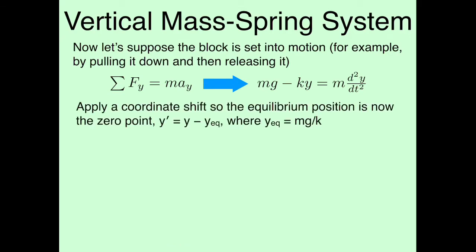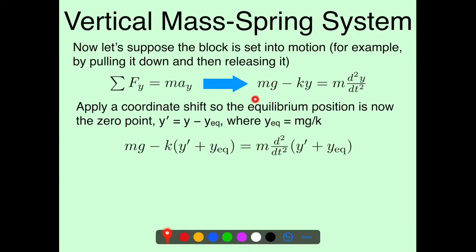Okay, the next thing we're going to do is a little bit of a trick with our coordinate system. We're going to shift our coordinate system so that the equilibrium position YEQ is now the 0 point of the coordinate system. Okay, so before y was the coordinate, now we're going to use a new coordinate, which I'll call y prime, where y prime is equal to y minus YEQ. From before we saw YEQ is mg over k. Okay, so in other words, just apply this shift in coordinates to the equation we have above.